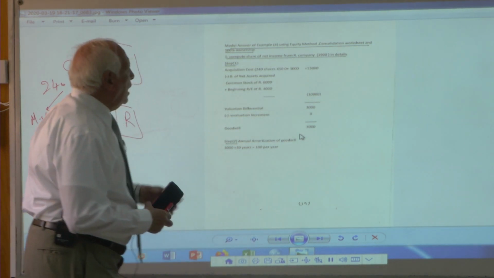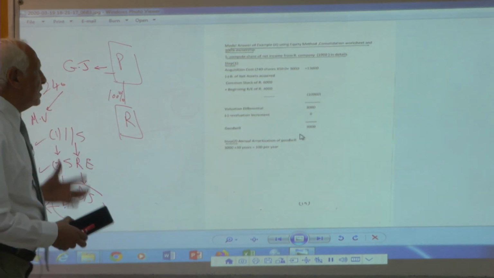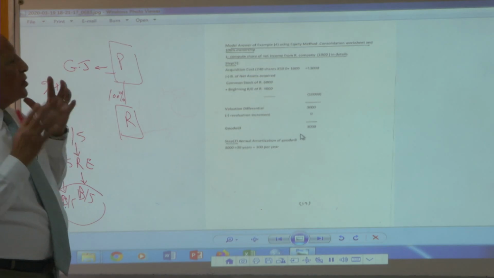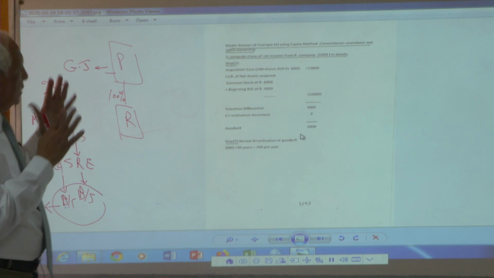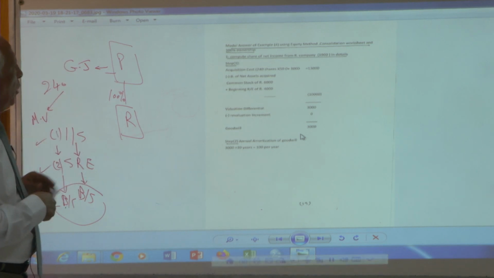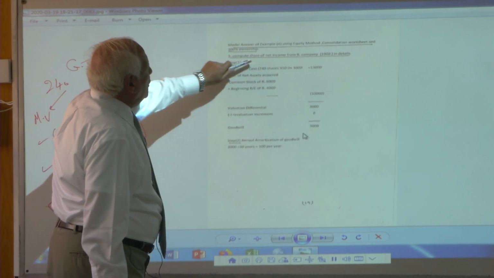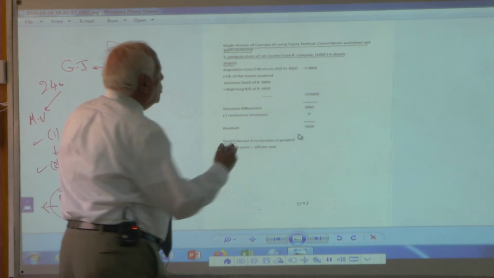Page 19, I'm going to show you how to answer this example. Remember, when I show you how to answer, you need to pay attention and look at the content of each one. Look at question number 1. We have 8 questions. Question 1: compute share of net income from our company, which is 1,900.